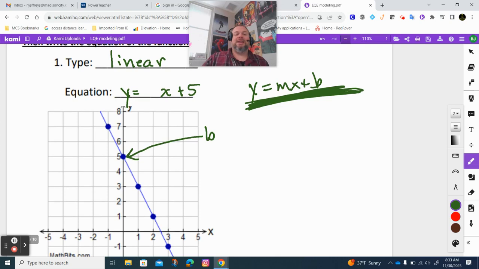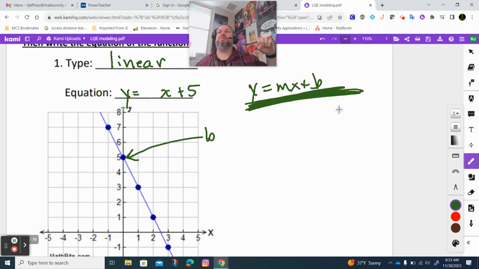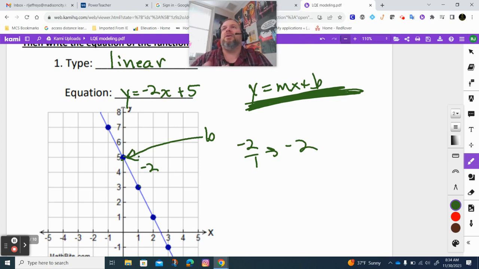Now, to find our m, believe it or not, this is a Unit 4 thing. How do we get from this dot to this dot? Well, we went over 1, down 2. So, down 2, over 1. That's it. Believe it or not, we've actually done some of this stuff before. So, probably not going to have a whole lot of linear graphs.